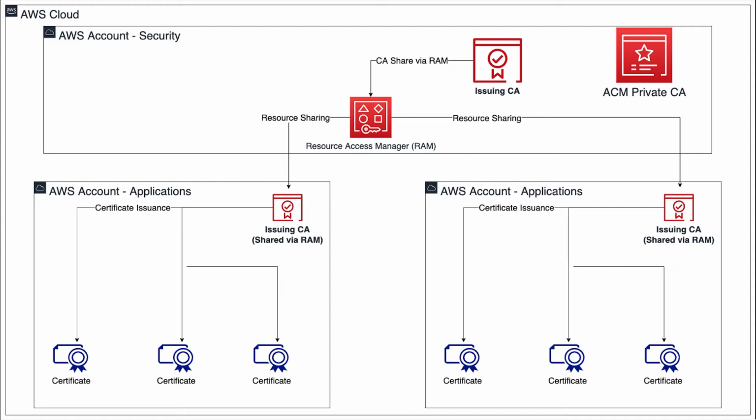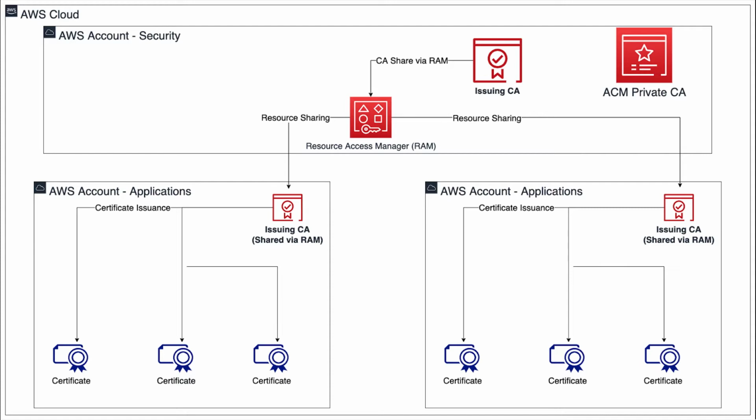Each CA created using ACM Private CA is priced at $400 a month. For customers who want to use three or more CAs in each account, with many different accounts, this may not be feasible. But there's good news. Customers can utilize AWS Resource Access Manager to share CAs across accounts.